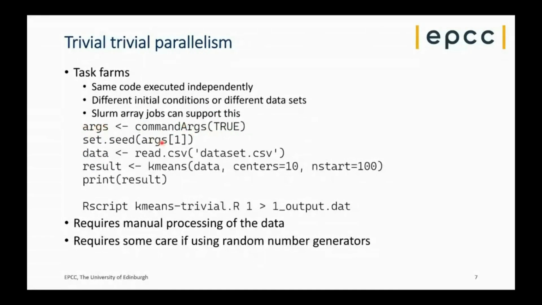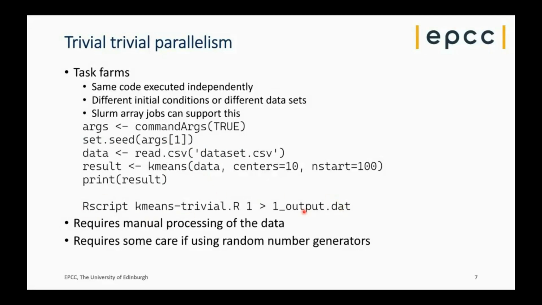I'm going to read in a value. And then here I'm going to set up my random number generator to use the value that was passed in. And then I'm going to read a data set. I'm going to run k-means on that data set to cluster it, and I'm going to print out the result. And then down here where we run our R script, that one there, that one is what's been passed in here to specify the seed for the random number generator, which will then be used to initialize the k-means algorithm to do an evaluation of the clustering.